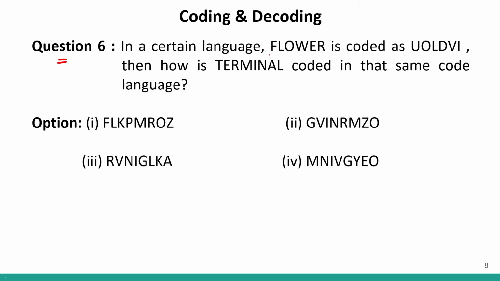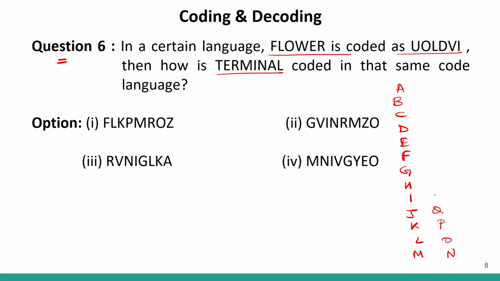In a certain code language, flower is coded as this. How is terminal coded in that same language? Again, this is a concept of opposite letters. So let me write the letters. A, B, C, D, E, F, G, H, I, J, K, L, M, N, O, P, Q, R, S, T, U, V, W, X, Y, Z. These are your pair of opposite letters.